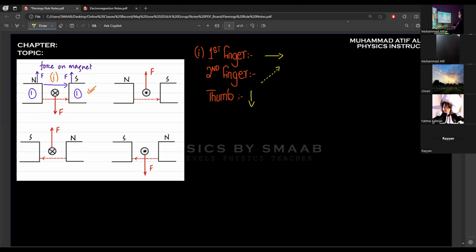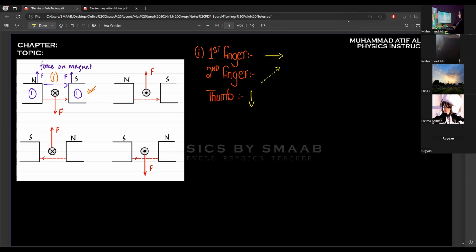Okay, so when you use your left hand rule, it will be like this. This is your direction of electric current for the first finger, right? And for the second finger, that direction of electric current is downward. So you have to open up your finger like this.